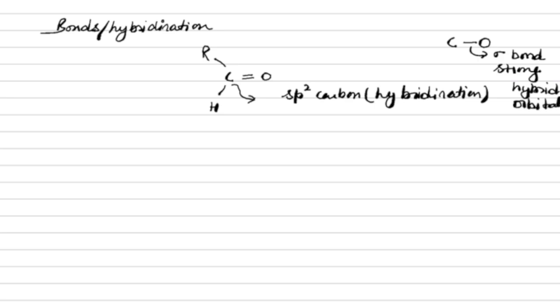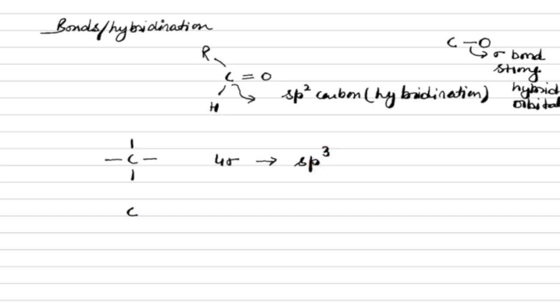Now I'm talking about bonds. Carbon can make four bonds, and it can make any number of bonds, like one, two, three. If all single bonds are there, we can say there are four sigma bonds. So the hybridization will be of type sp3. Remember that: four sigma bonds, sp3 hybridization.